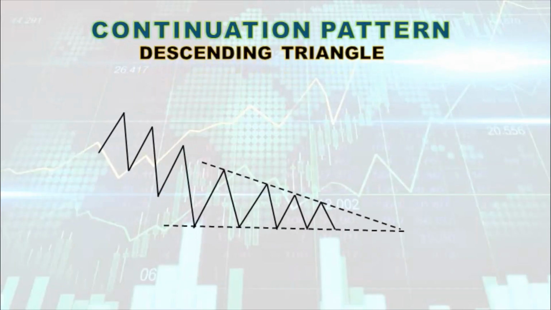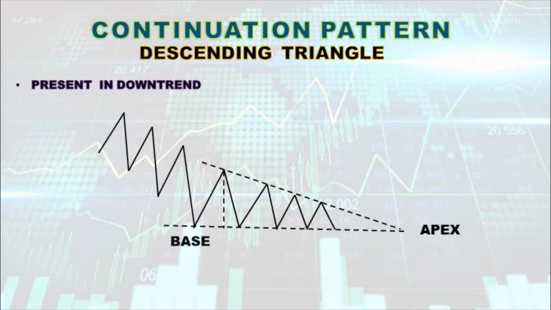Our last is the descending triangle. The descending triangle, as shown in the illustration, occurs in a downtrend and it is associated as a continuation pattern. The descending triangle is the reverse of the ascending triangle and it is a bearish pattern.